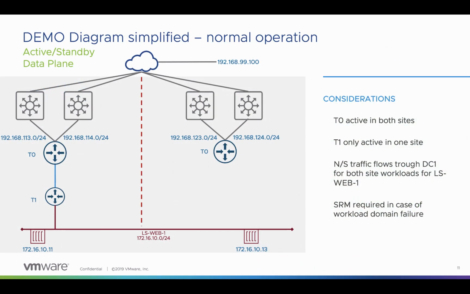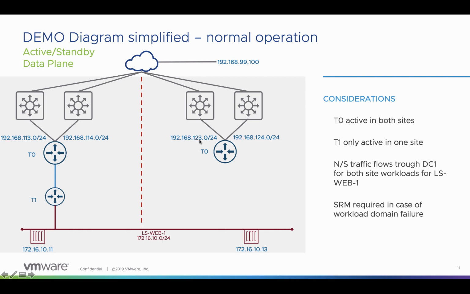So just to give you some primer, this is a simplified data plane drawing where I have a DC1, site 1, and a DC2. And here you can see that I have top of rack switches here, I have a tier 0 deployed in DC1. I have another tier 0 deployed in DC2. Watch the subnets here: 192.168.113 and 114. And in DC2 I'm using 123 and 124, so there's a 2 in here, right?